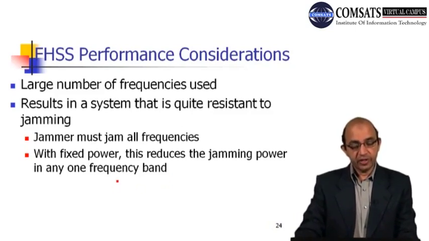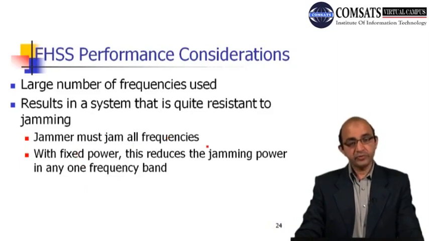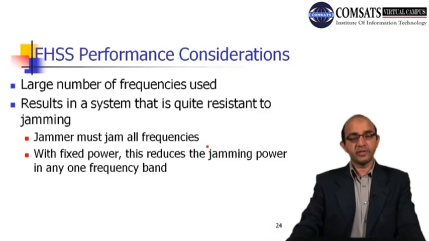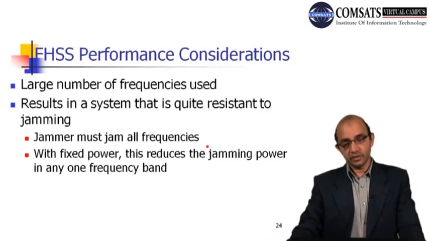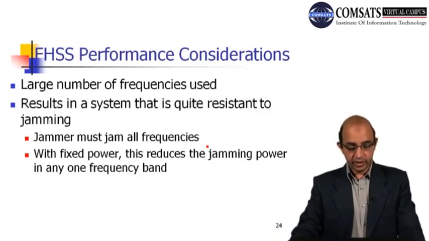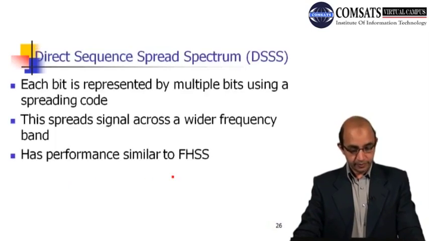A large number of frequencies are used, and it results in a system that is quite resistant to jamming, right? Jammers must jam all frequencies, which is not practical. If they are jamming all the frequencies, it can affect their own frequency on which they are transmitting and receiving. This reduces the jamming power in any one frequency band.